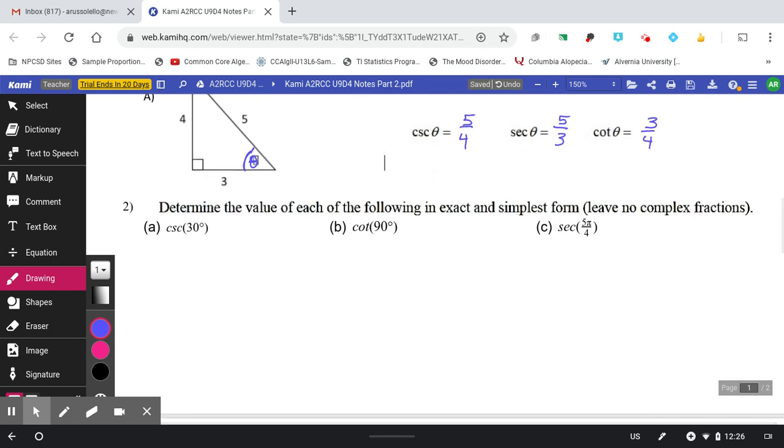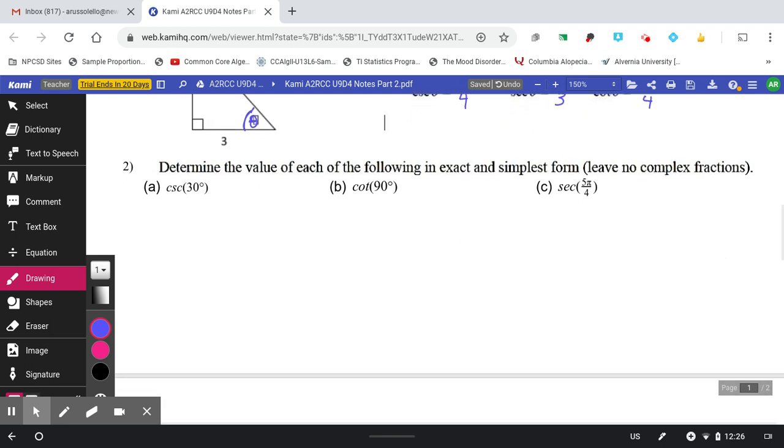Okay, so determine the value of each of the following in exact and simplest form. Okay, so we need the exact value. Otherwise, we could put this into our calculators. So we know that the cosecant is 1 over the sine. So if we wanted the exact value, we could just go ahead and put in the sine of 30 and see if it gives us an exact value. And in this case, it would. But assuming it doesn't, let's take it from there.